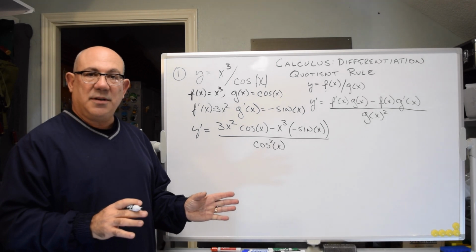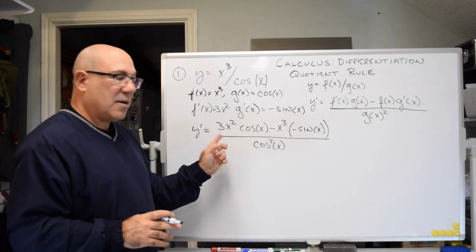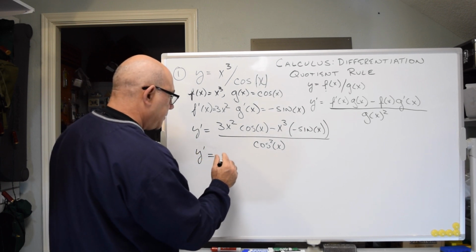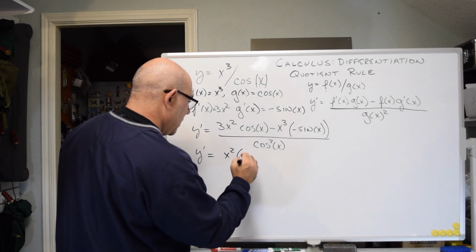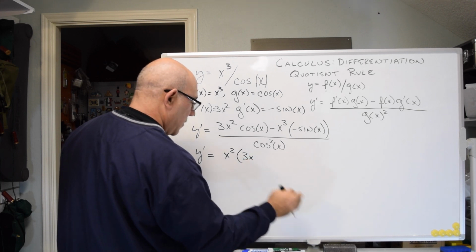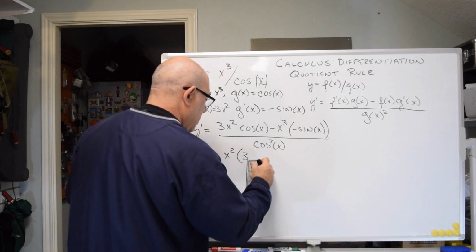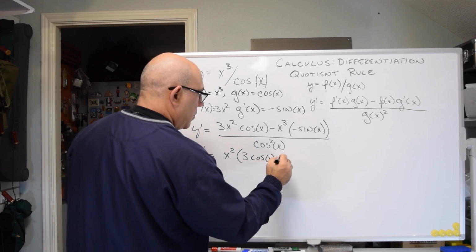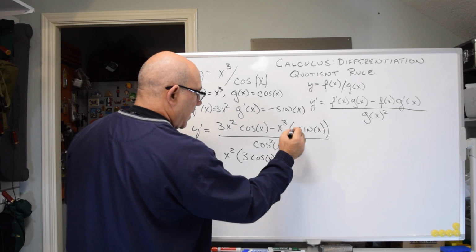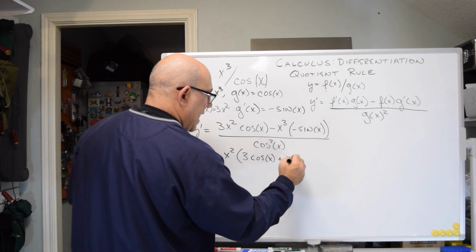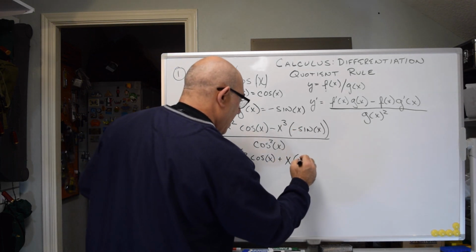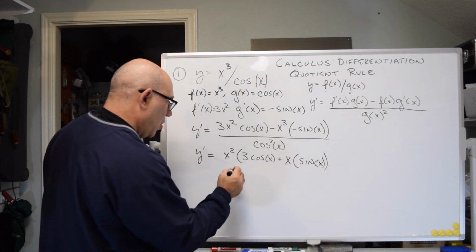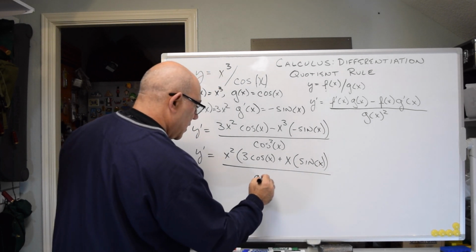Now we just have to do a little bit of simplification. We can get rid of this minus sign, and we can also factor out an x squared. So let's do that to get our final answer. So we have x squared times 3 cosine x plus, because these minus signs cancel, x times sine x, all over cosine x squared.